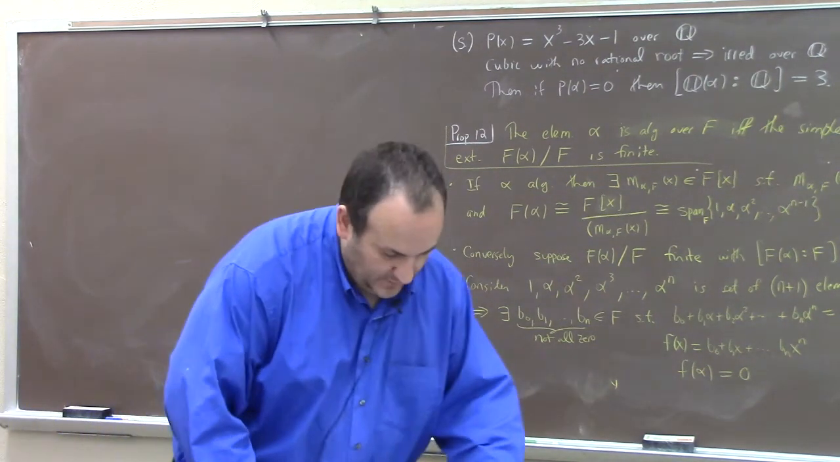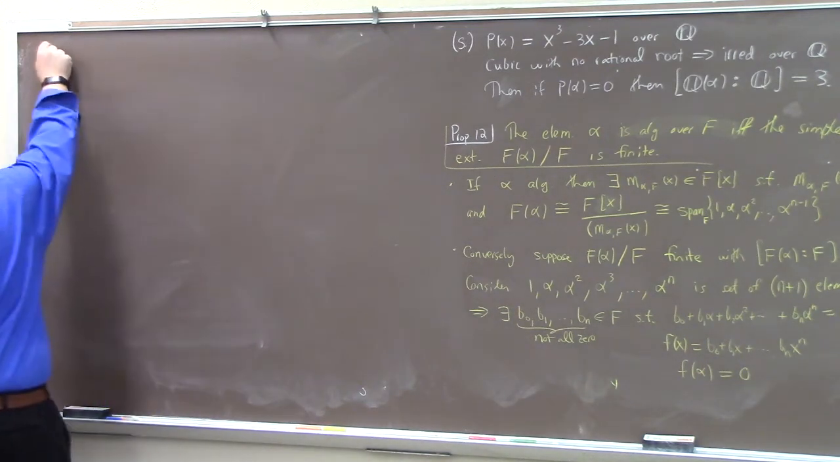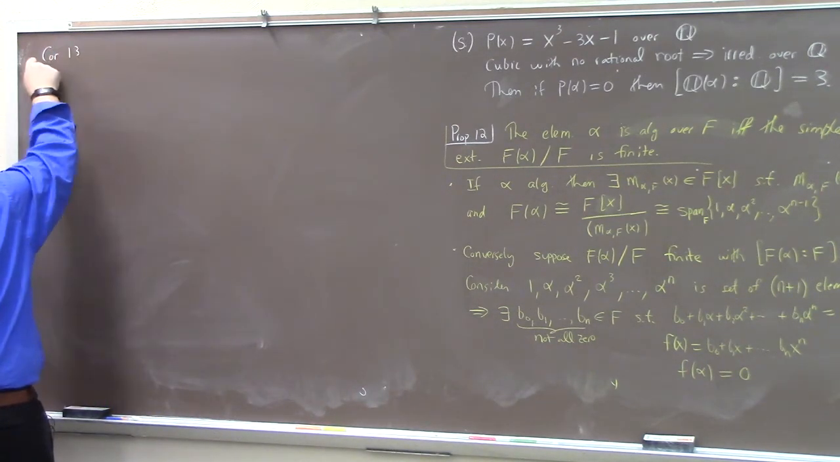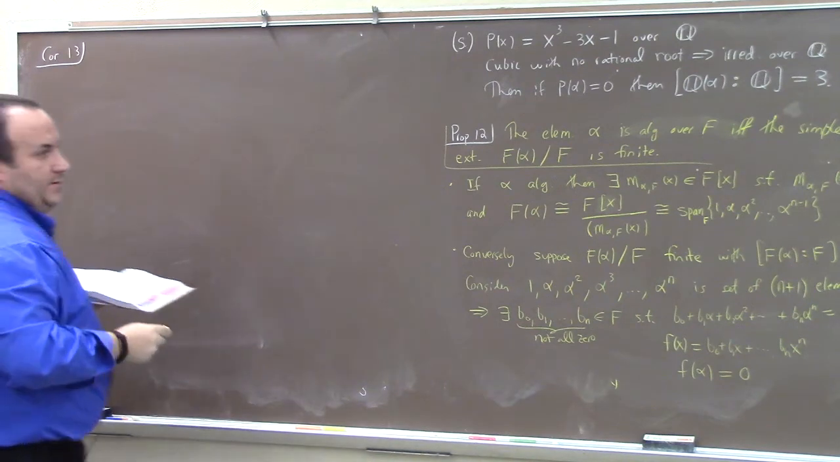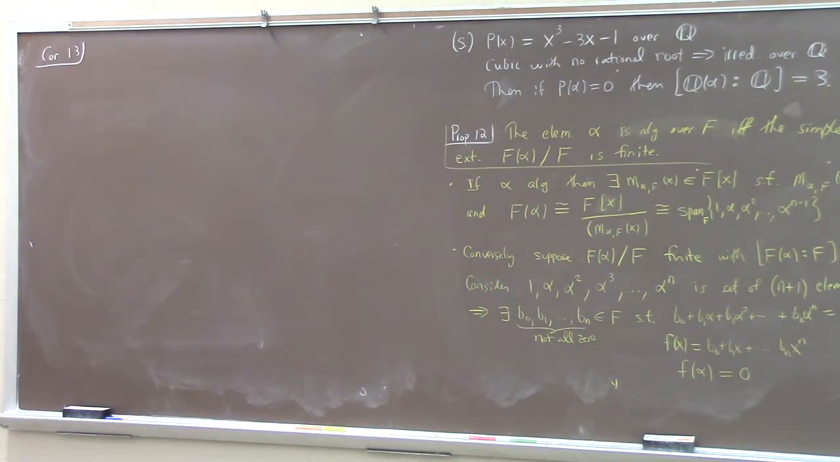Okay, here we go. So, corollary 13, which I should probably try to fit over here, actually. Put it over here. Corollary 13: if K over F is finite, then it's algebraic.